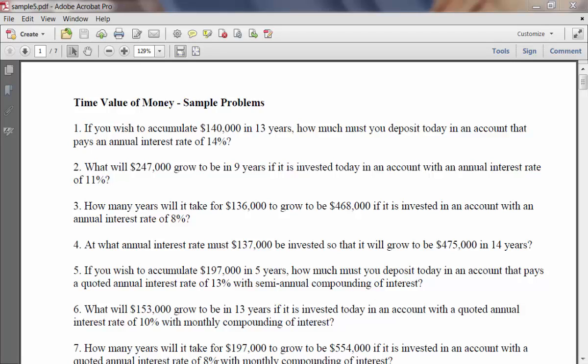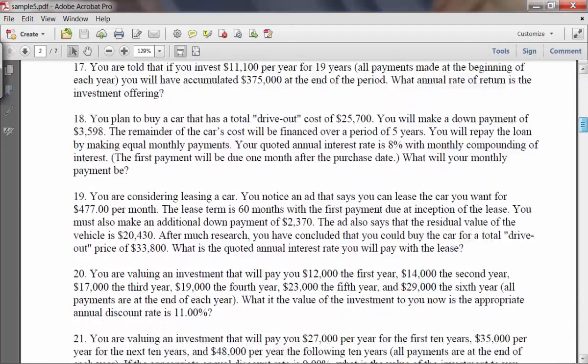This video is the first of two parts in which we will go through several time value of money example problems to illustrate the important time value of money concepts. Now, I just went to Google, typed in time value of money sample problems, and this was one of the first things that popped up. I figured many people have put time value of money sample problems up online, and so looks like we have 27 problems here.